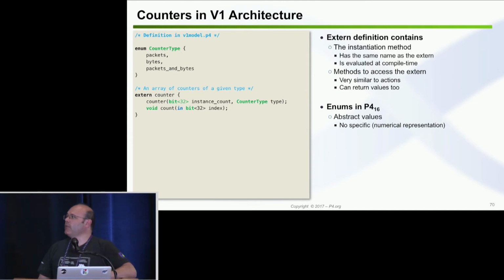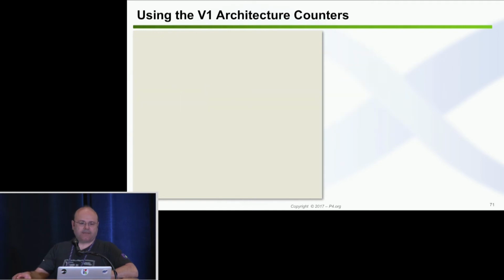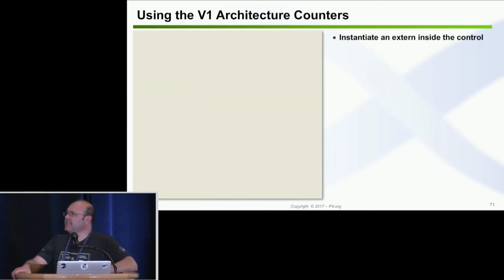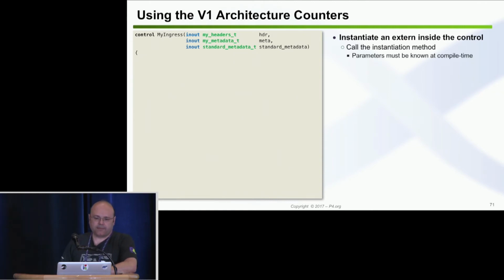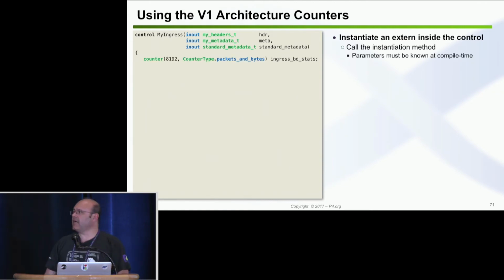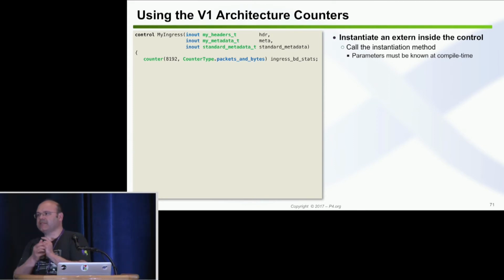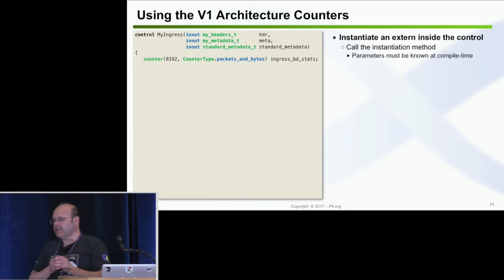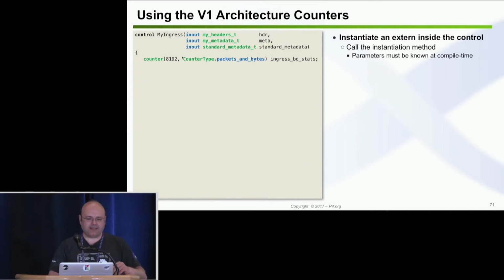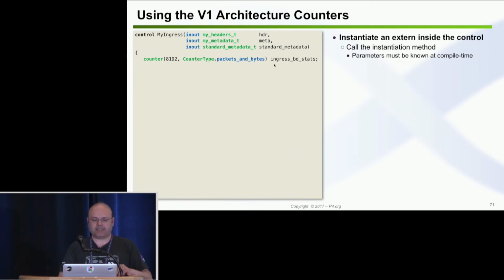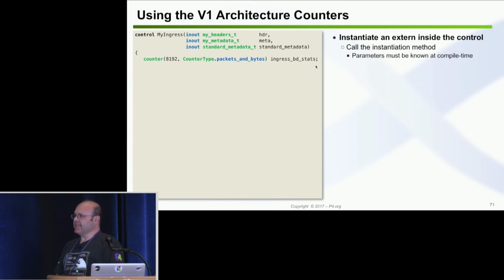Now let's take a look at how we can use these externs. The first thing we need to do is instantiate the extern inside the control. So here's our control, and here is how we instantiate the extern. Remember, it had two parameters. One was the instance count, the other one was the type. The instance count will be 8K, and the type will be this enum, counter type, packets and bytes. And the instantiated instance will be given a name, ingress bridge domain stats.